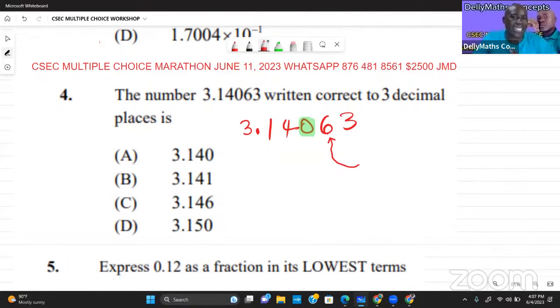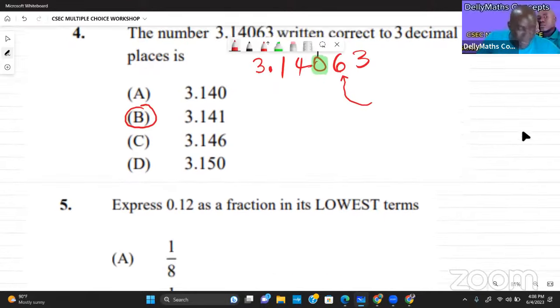So now we're suggesting that since the digit to the immediate right is a 6, which means it's in the category of 5 to 9, you increase the spot by 1. So we're expecting to add 1 here. So we're looking for 3.141. And that answer is actually at B. So the answer is B. All right, taking it a step further.